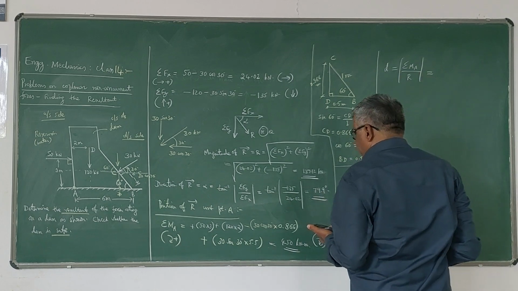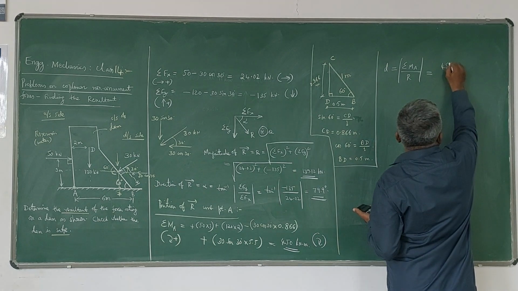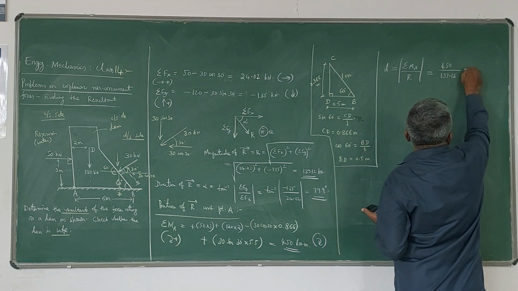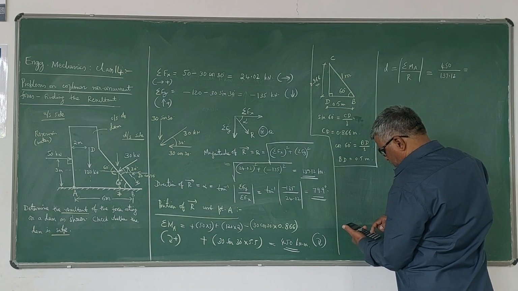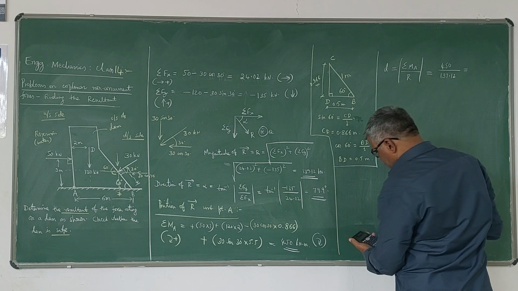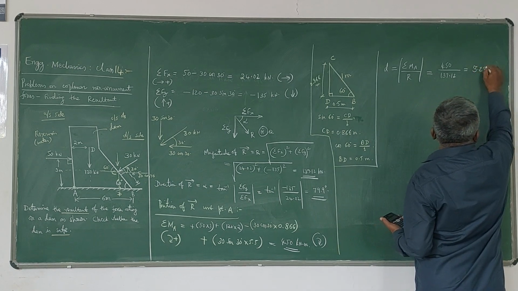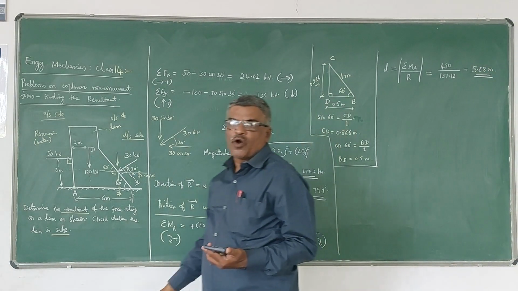So which is 450 divided by 137.12. It comes out to be 3.28 meters. So this is the perpendicular distance of the line of action of the resultant force from the point A.